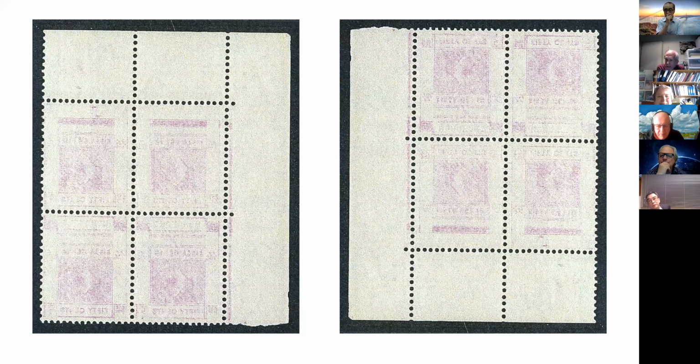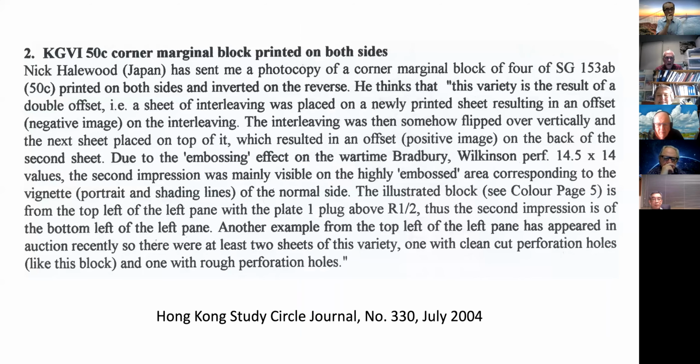So how did this happen? I think I tried to explain it somewhere. Did I? Yeah. Somebody was reporting that I thought this variety is a sheet of interleaving was placed on a newly printed sheet, resulting in a negative image on the interleaving. The interleaving was then somehow flipped over and the next sheet was put on it, which resulted in a positive.